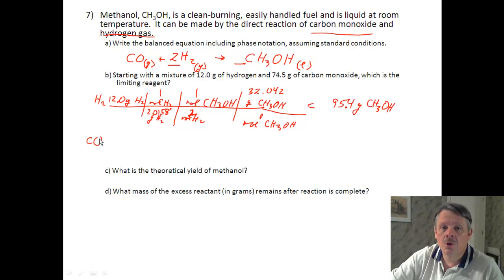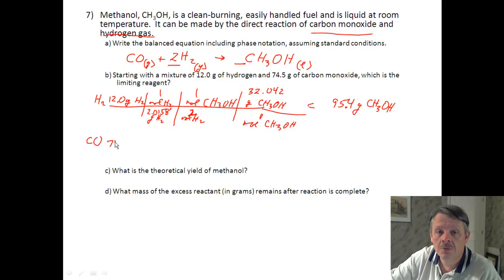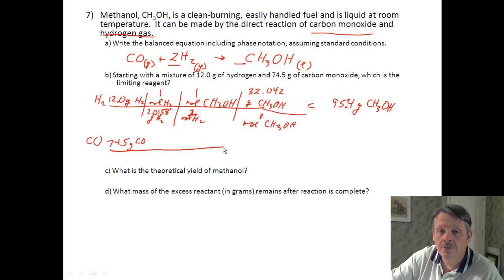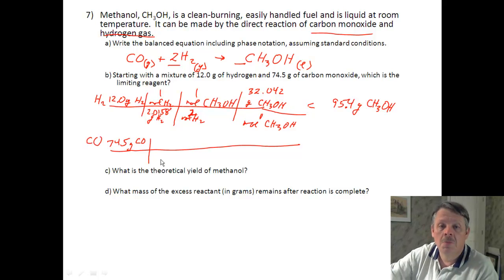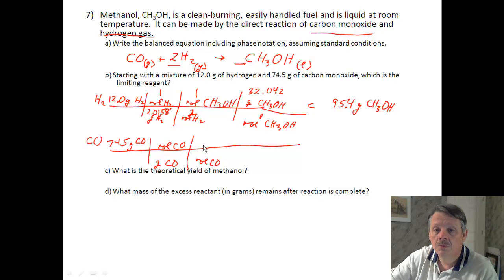Well, now our problem is, this was H2, what about carbon monoxide? So we have to go through carbon monoxide also to see what happens. Right? And we're starting with, let's see, 74.5 grams of carbon monoxide. So we have to convert all of that to, again, methanol. So let's go through the process. We go from grams of CO to moles of CO, and then moles of CO to moles of methanol, and then from moles of methanol to grams of methanol.